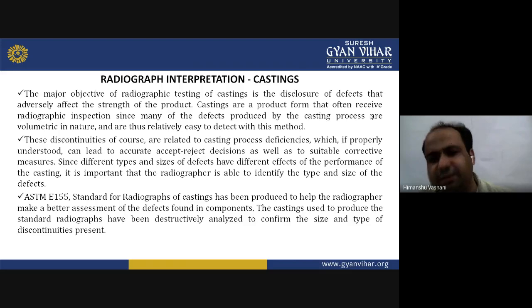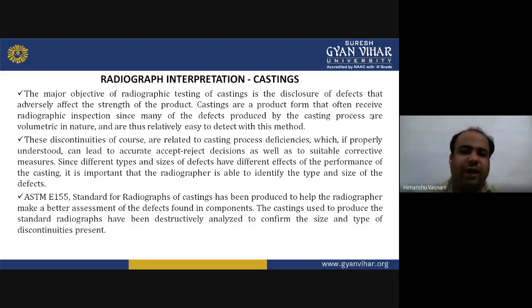The major objective of radiographic testing for castings is the disclosure of defects that adversely affect the strength of the product. Castings are a product form that often receive radiographic inspection, since many of the defects caused by the casting process are volumetric in nature and are thus relatively easy to detect with this method. These discontinuities are related to casting process deficiencies, which, if properly understood, can lead to accurate accept or reject decisions as well as to suitable corrective measures.